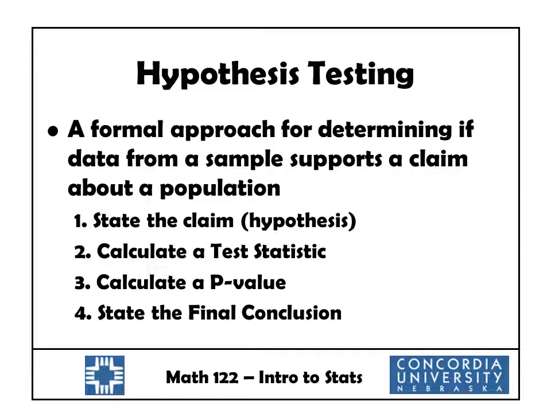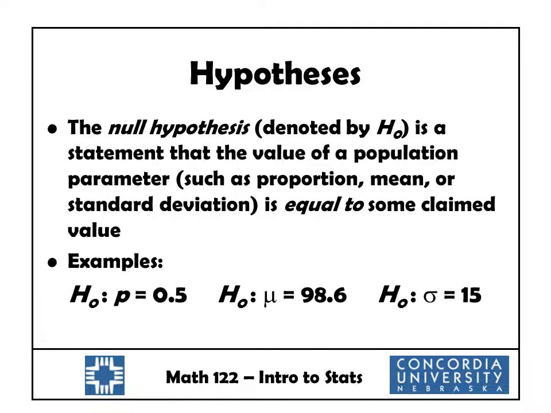Well, to determine this, we're going to use a process called hypothesis testing, which is a formal approach for determining if data from a sample supports a claim about a population. And there are 4 basic steps in hypothesis testing. First, we state the claim in the form of what we call hypotheses, and there's going to be 2 of them. Second, we calculate what we call a test statistic. Third, we calculate a p-value. P there stands for probability. And then fourth, we state the final conclusion.